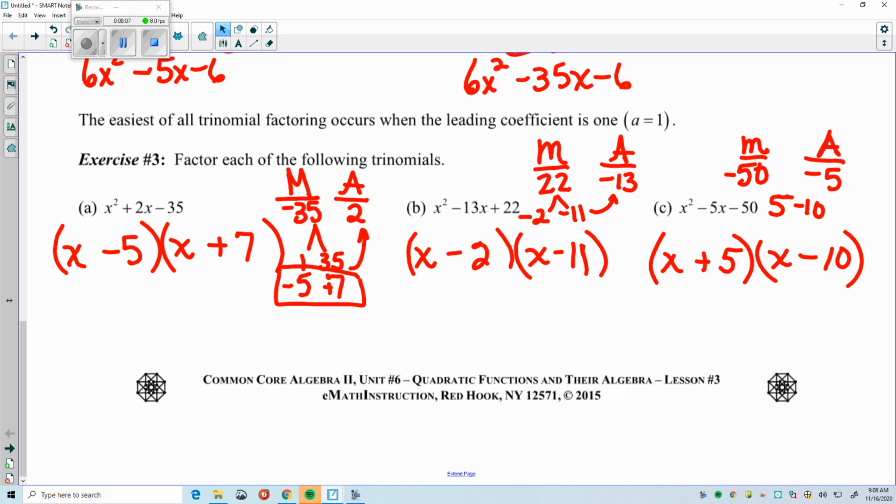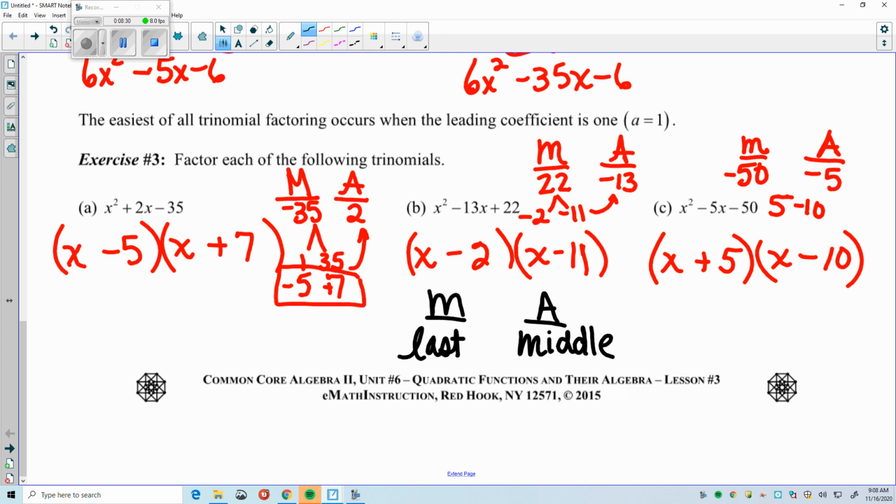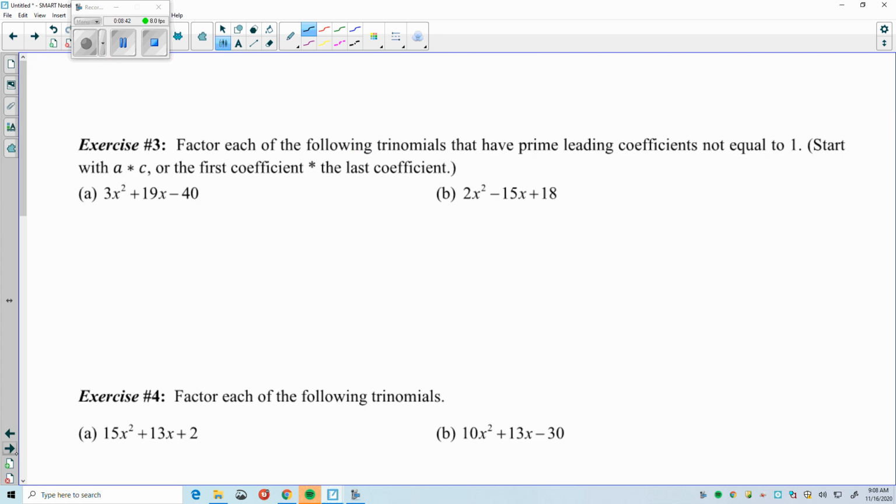So something maybe you just want to jot down so that you remember this. When we're doing this middle term, multiply to the last, add to the middle. These are the two last numbers, right? So negative 5 times 7 gave me the 35. Has to add to be the middle term. Okay, so multiply to be the last term, add to be the middle term. Might just be a little way to help you keep this factoring under control. Okay, so let's try a few more.